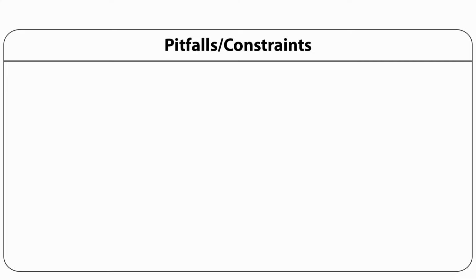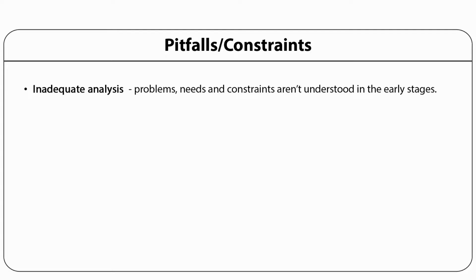We have already learned about the advantages of MIS. Let's take a look at some of the pitfalls or constraints of MIS. Firstly, inadequate analysis. The problems, needs, and constraints are not understood in the early stages. So, therefore, it's a very big drawback of MIS.